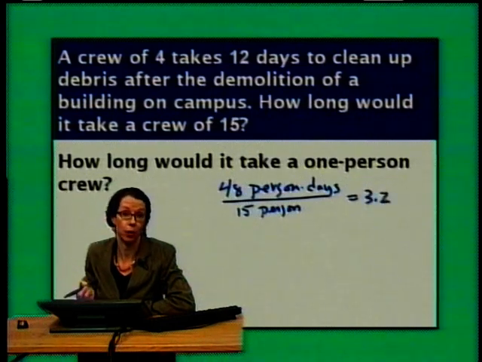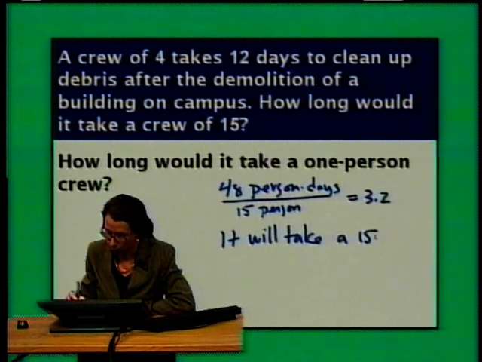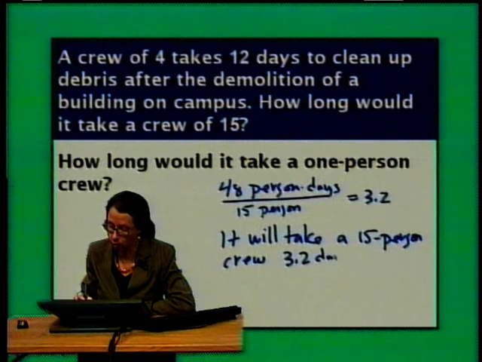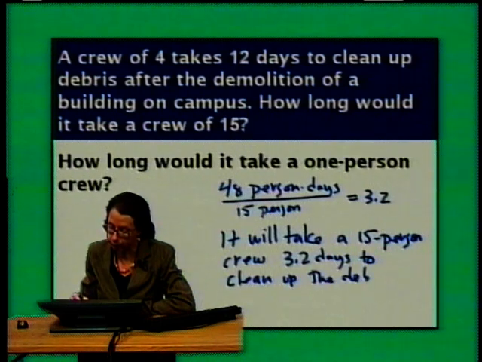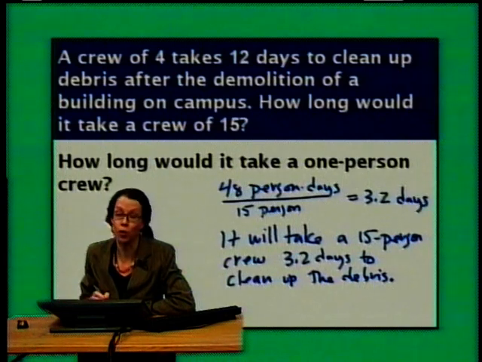So now I can answer the question in the problem. It will take a 15-person crew 3.2 days to clean up the debris. Now in my calculation, remember I said that person divided by person is 1, so we'd end up with days. So let me just include my units in my computation.